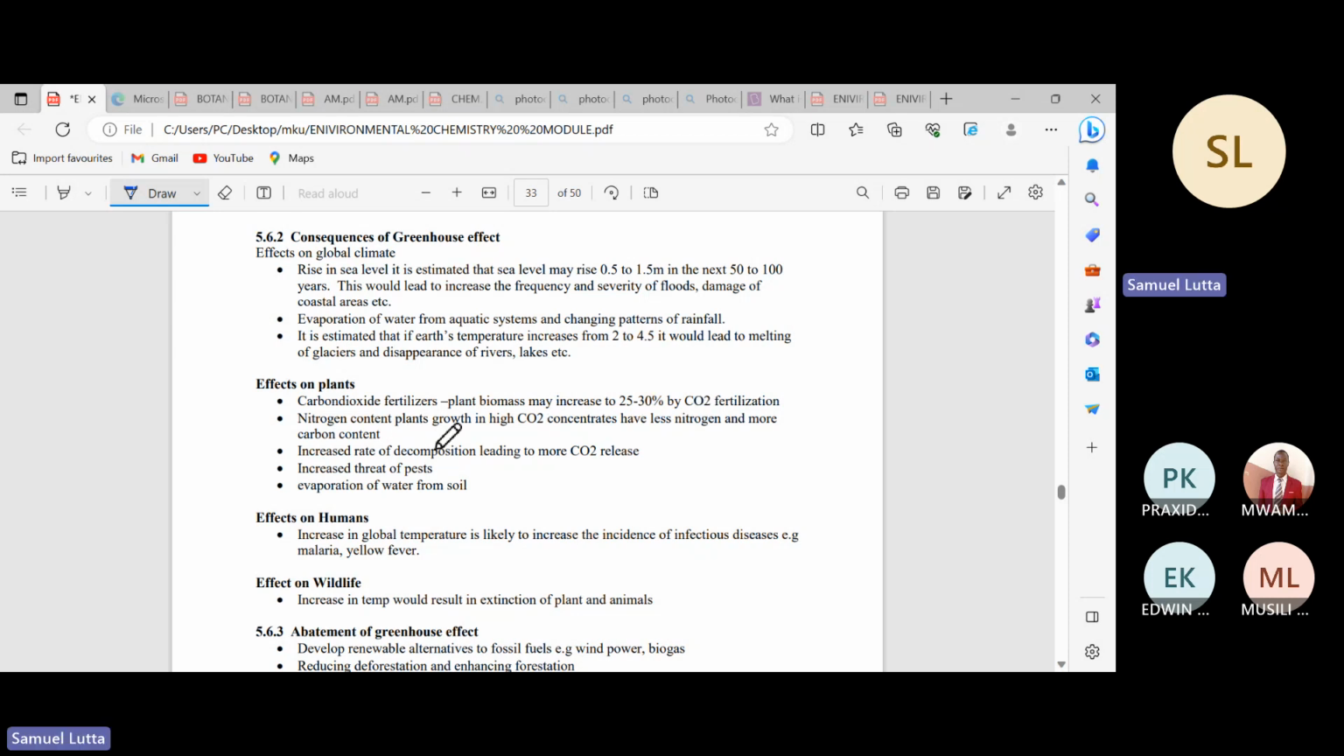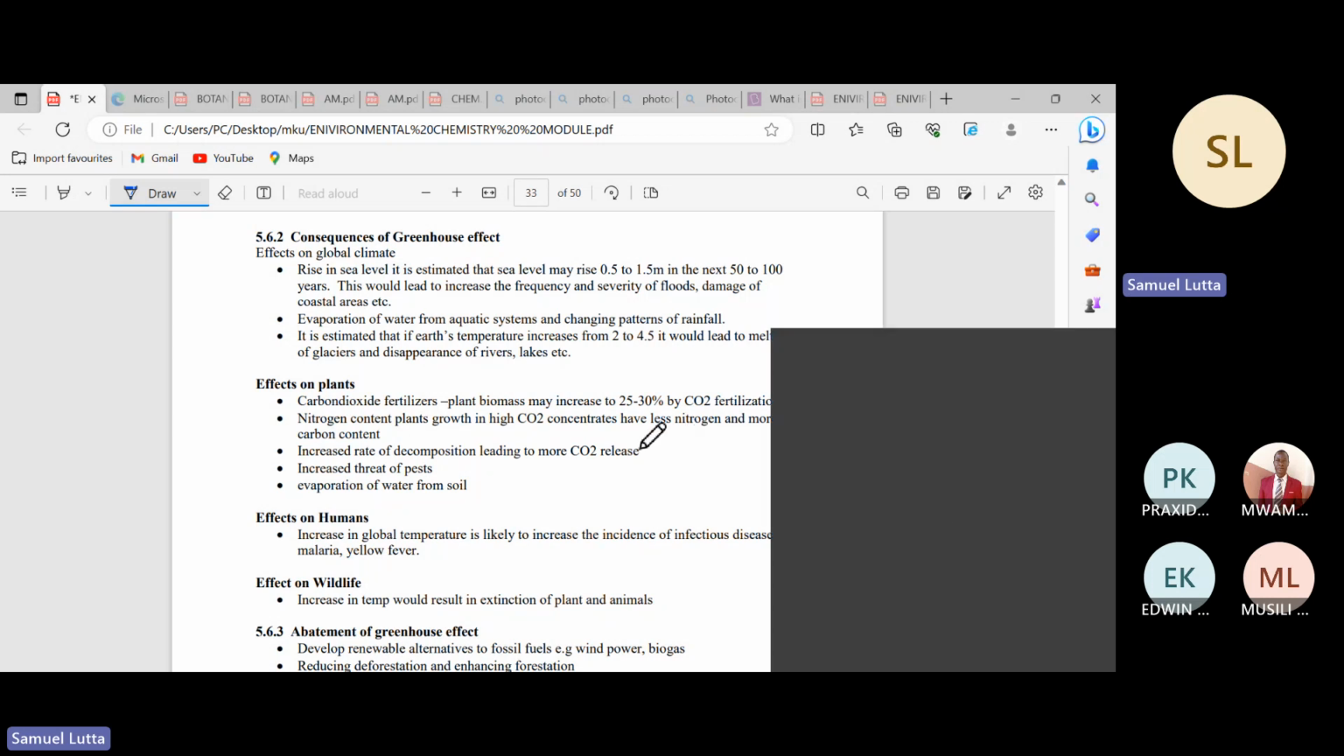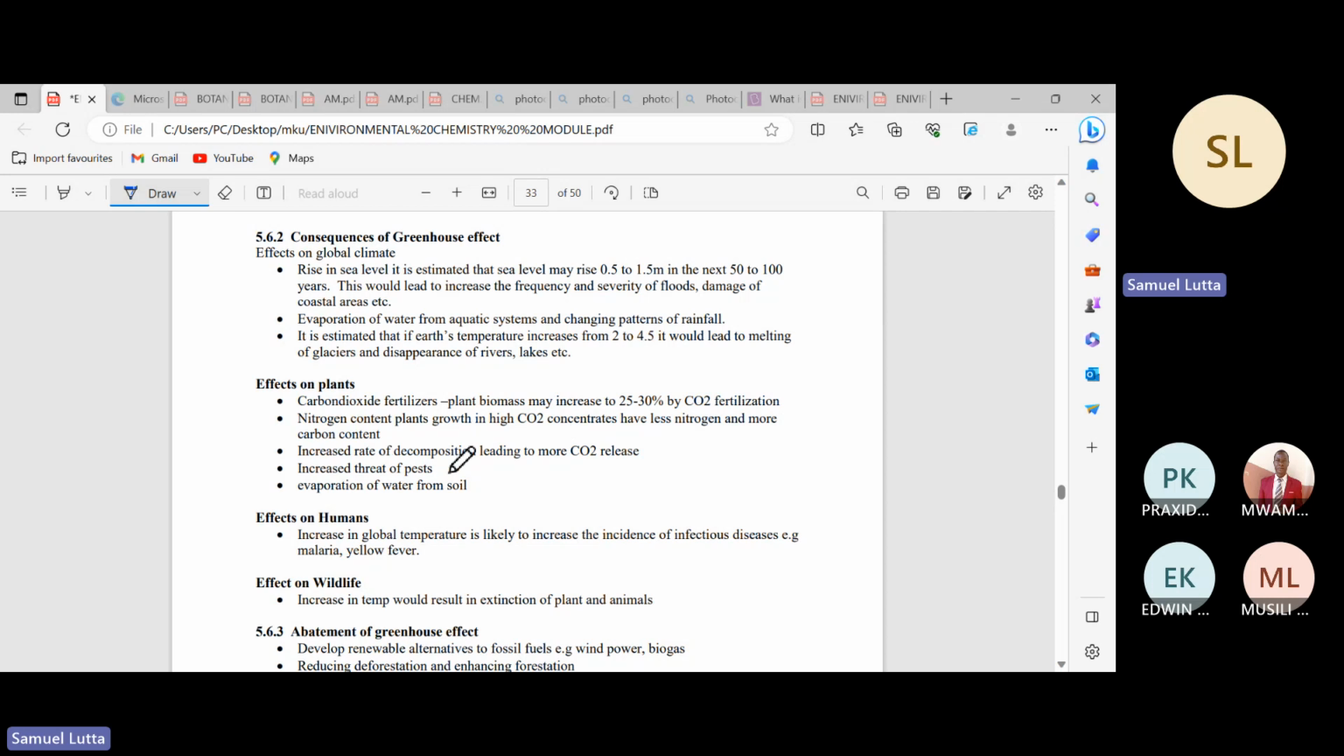And then nitrogen content also in plants. Plant growth also is high. In high carbon dioxide concentration, plants have less nitrogen and more carbon. So when you have more carbon, it means the concentration of the other nutrients will decrease.